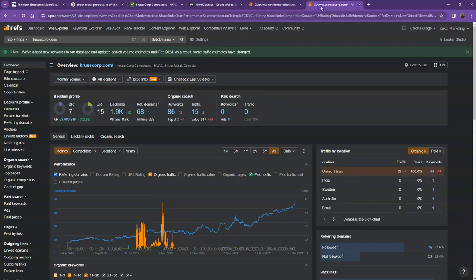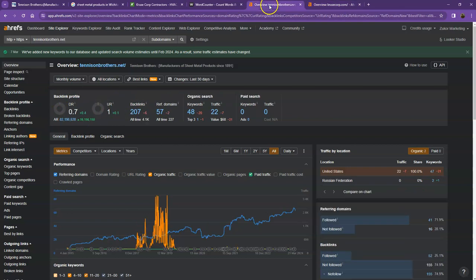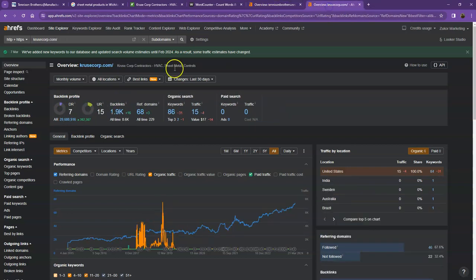Let's also take a look at your competitors' numbers. So, starting off with DR and UR, it actually shows that they have more numbers, which simply means that Google actually finds their website a much more trustworthy website and also a stronger website.